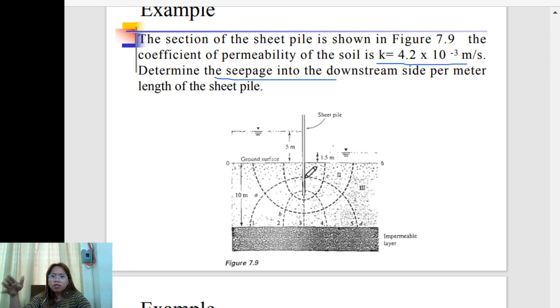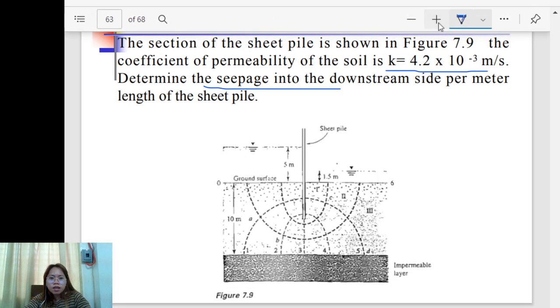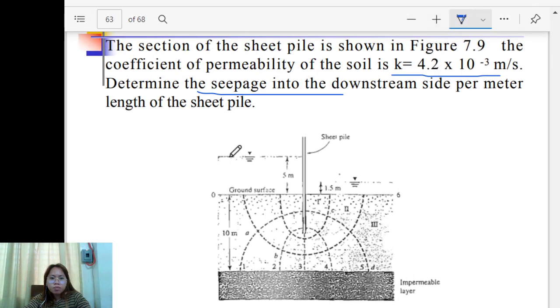the distance into the paper or into the screen, no. Kay nag side view man ta. So kung imo ni siyang i-3D, what is the seepage downstream per meter length of the sheet pile. So we have here a given na kay upstream water is 5 meters from the ground surface. Then pag abot nimo sa downstream, 1.5 meters na lang.